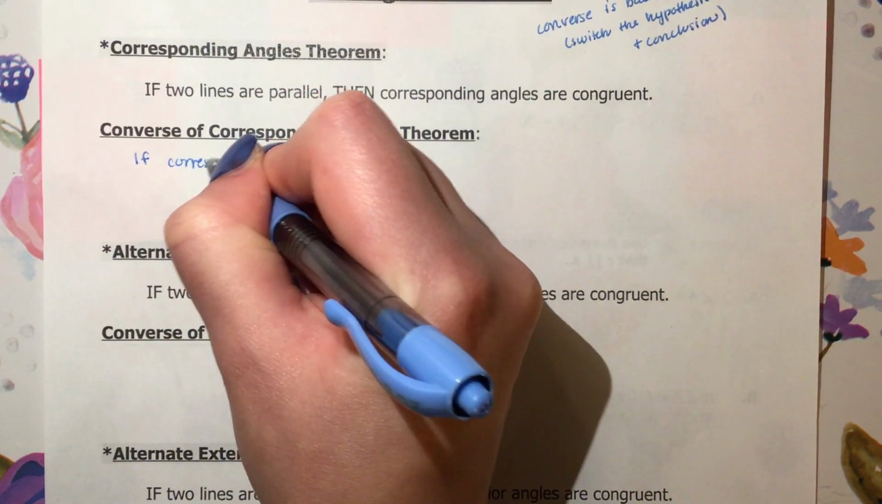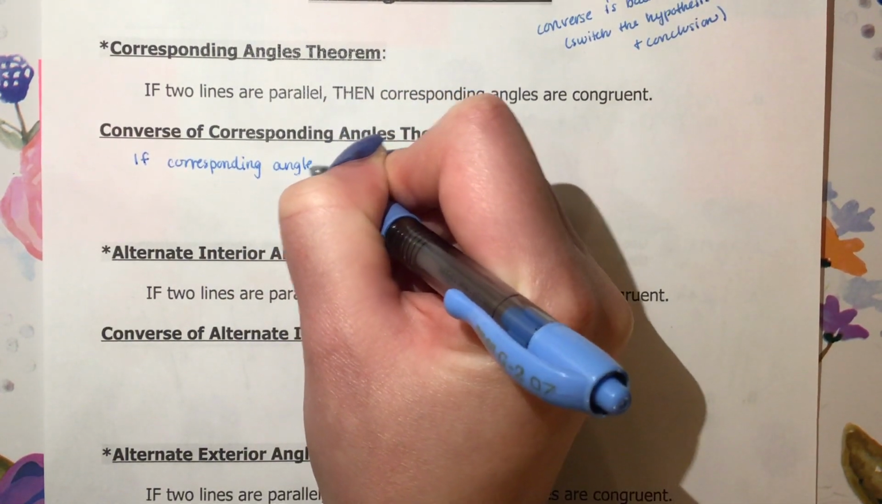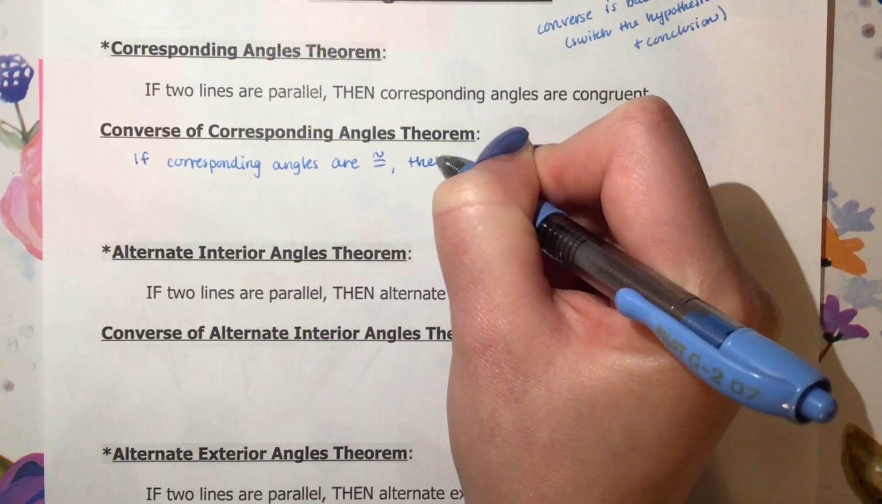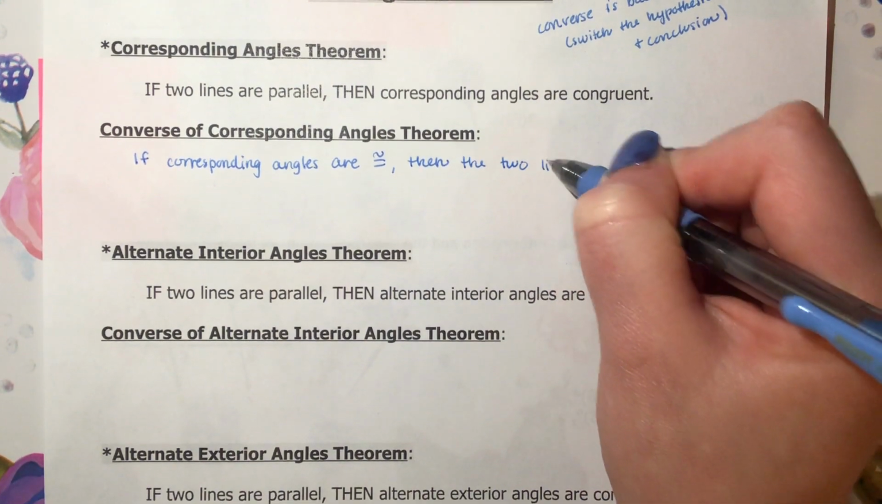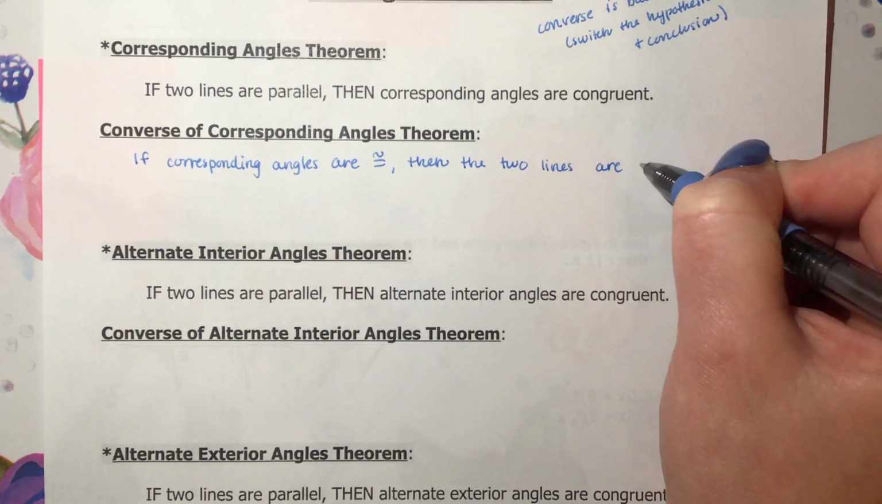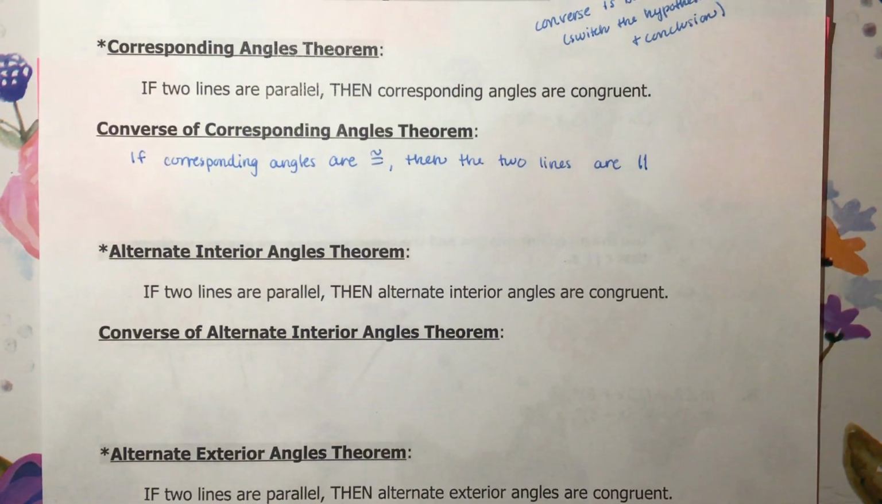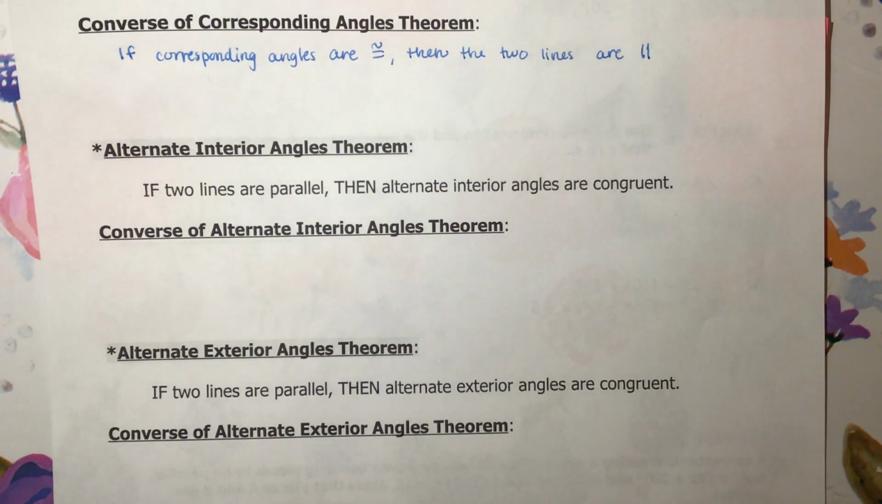So if corresponding angles are congruent, then the two lines are parallel. As you can see, I'm using my shorthand to speed this up a little bit, and you are allowed to do that too, because I know that writing the same words over and over gets a little annoying after a while.